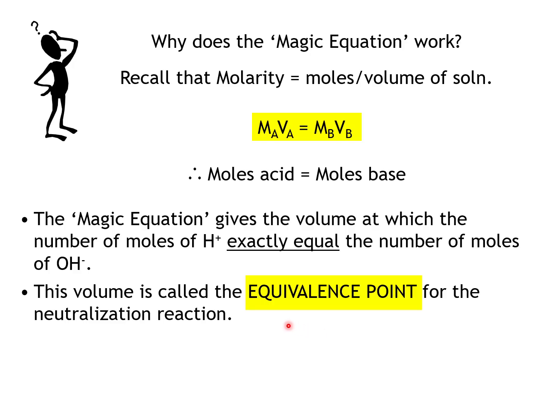So where you have this stoichiometric relationship where it's exactly equal, that's called the equivalence point. The volume at which the indicator changes color is called the end point, because that's the end of the titration.